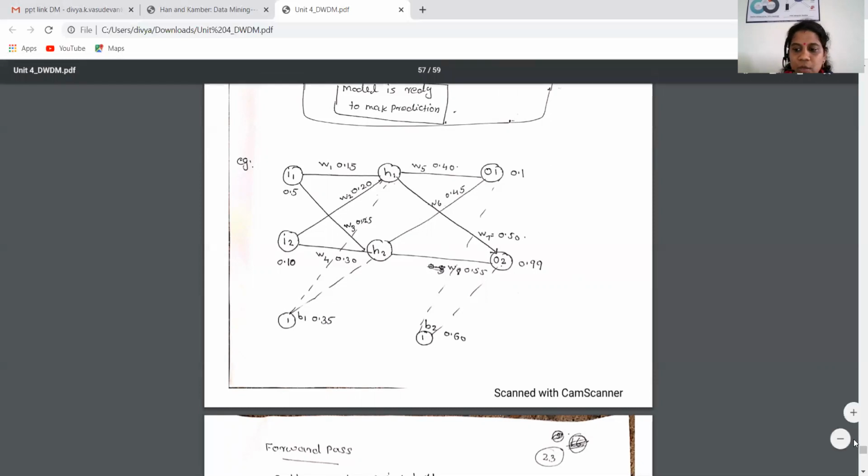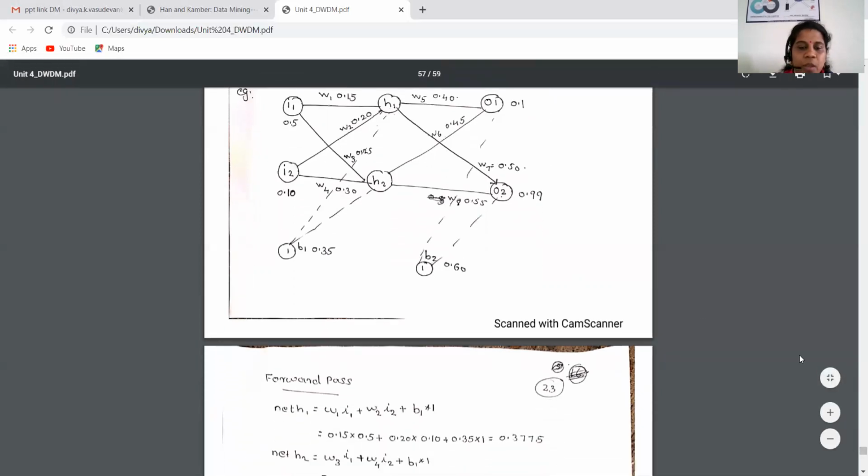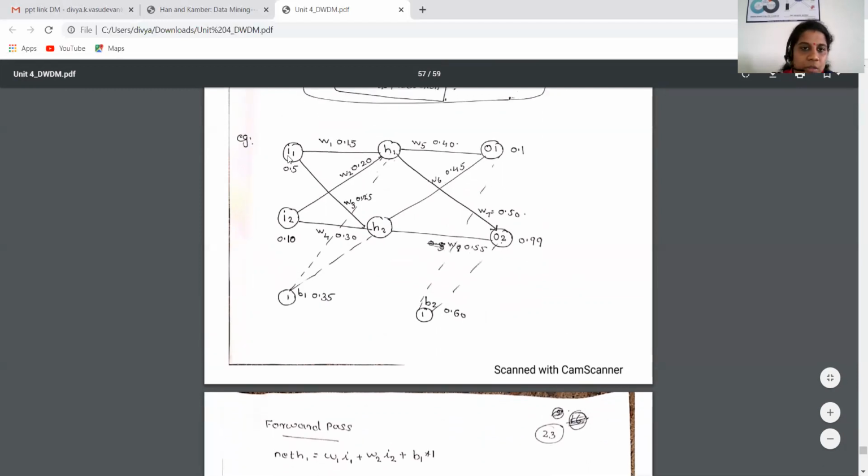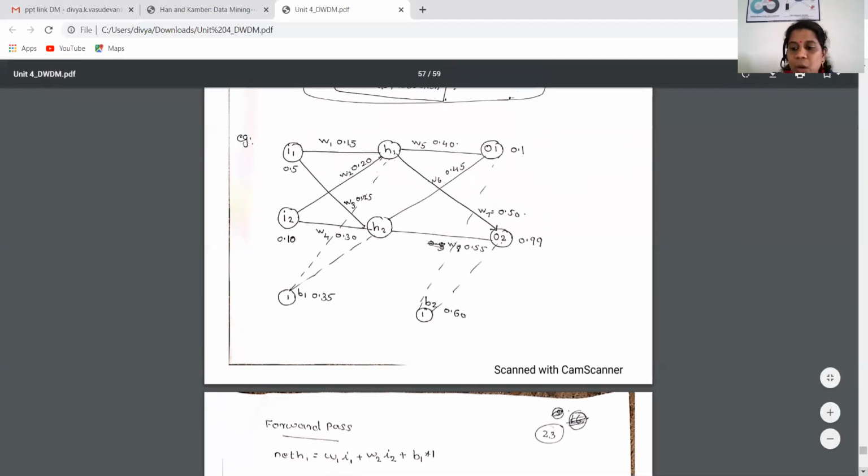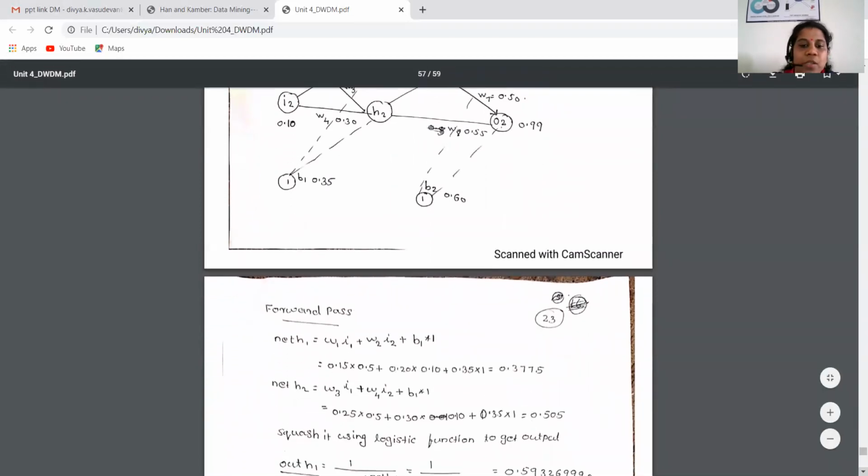Now we are going to calculate. So we are going to do the forward pass. We need to calculate the summation, that is I1 into W1, etc., so that we can calculate H1 and H2. So in the forward pass, first we need to calculate H1. Then we need to calculate H2. So we will see how to calculate H1. I'm representing it here as net H1. Okay. So net H1 is equal to W1 I1.